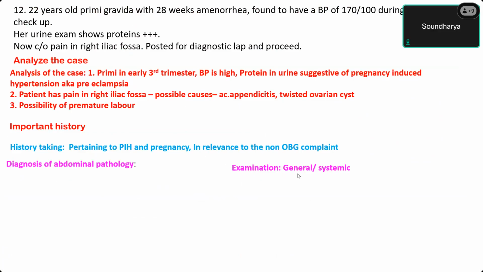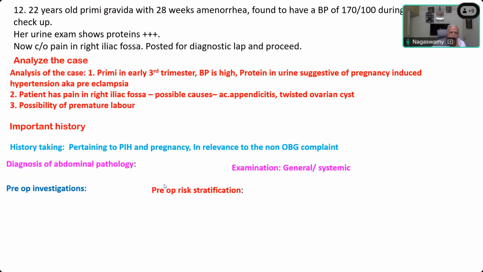And the general examination and systemic examination has to be done. What are the pre-op investigations you have to do? So routine investigations along with fetal assessment, complications of preeclampsia like fundus examination, renal function test, and ultrasound. So assess the preeclamptic state and assess the non-obstetric surgical problem. That is how we can do the investigations based on that.